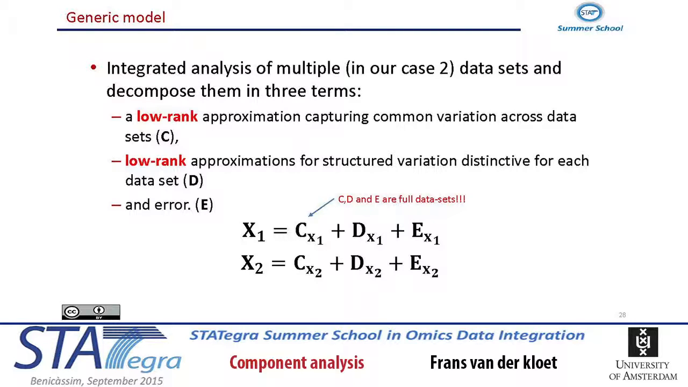So my generic model for combining two data sets, and now we're getting to almost a PCA solution again, is that in this case we have two data sets, and we decompose them into three terms. First of all, a low rank approximation capturing the common variation. Here I've got my common X1 and my common X2. Then a low rank approximation for distinctive variation, and that's my distinctive X1 and distinctive X2. And of course I always have the error terms. That's always something I have to live with.